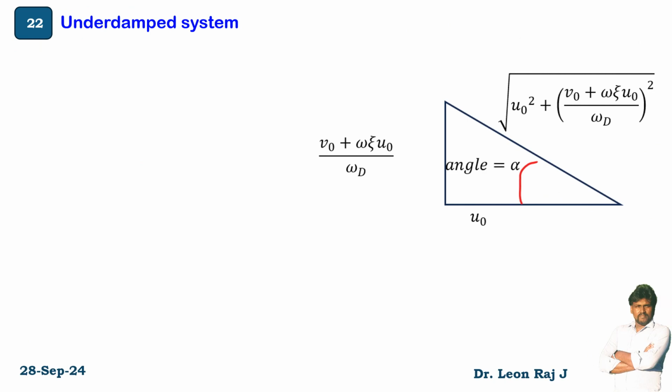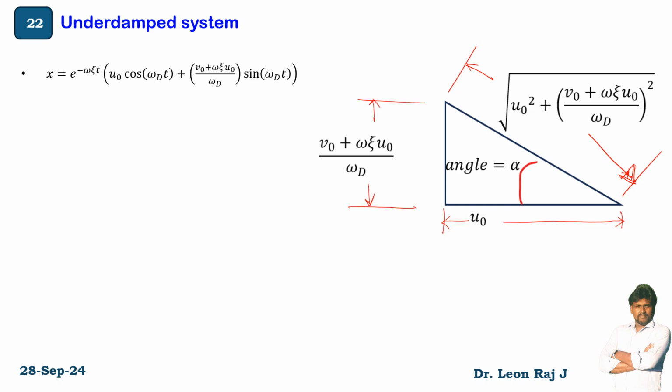Now use the simple triangle method to find the phase angle. This is your u0, and your vertical distance is v0 plus omega xi u0 divided by omega d. So your hypotenuse is nothing but the square root of u0 square plus, v0 plus omega xi u0 divided by omega d, whole square. So your response x equals e power minus omega xi t, u0 cos omega d t plus v0 plus omega xi u0 divided by omega d sin omega d t.